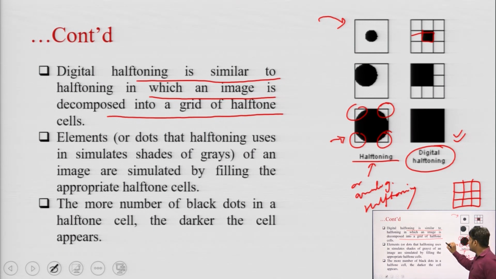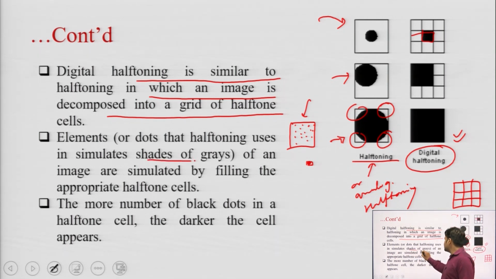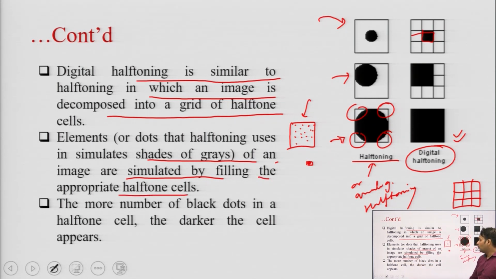Each and every dot forms the image. If we take the dot in a rectangular manner, the complete image can be formed. If we choose the circle form, some of the portion is not completely filled. That is the difference between halftoning and digital halftoning. Shades of gray of an image are simulated by filling the appropriate halftone cells. The more black dots in a halftone cell, the darker the cell appears. This gives the idea about digital halftoning and analog halftoning.